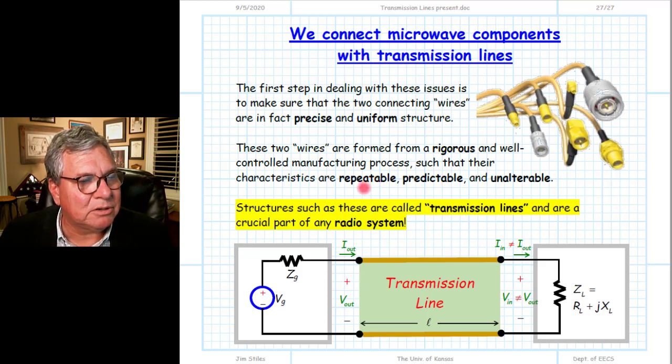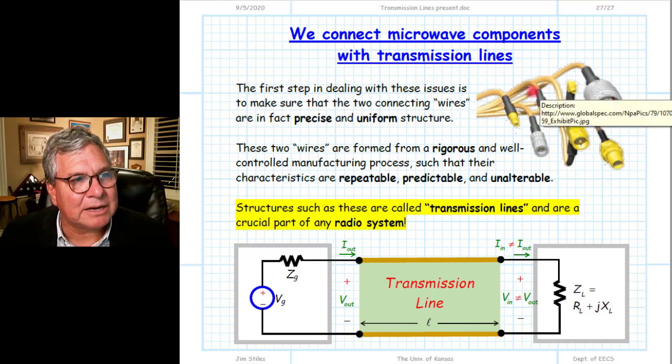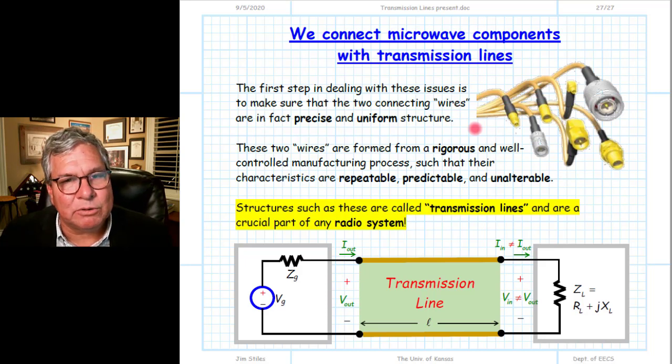So these structures that we build, these two wires that we build that are repeatable, predictable, and unalterable, are a structure that we call transmission lines. And again, coax is probably one of the most prevalent transmission lines that we use, but there are other ones that we will talk about. So again, there's no getting around the fact that we induce voltages and we likewise induce currents, displacement currents rather. But if we have transmission lines, at least we can do the analysis in a somewhat reasonable and tractable mathematical way.